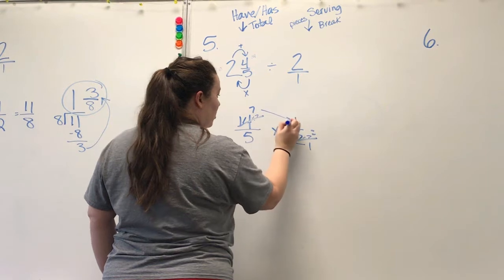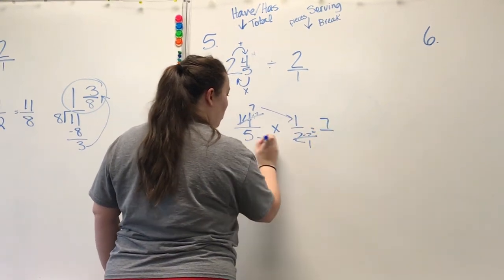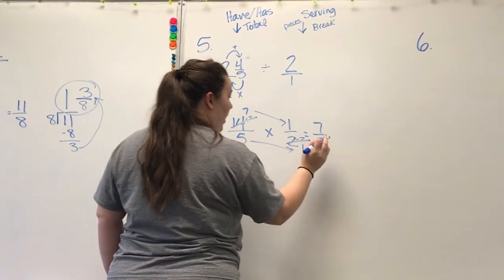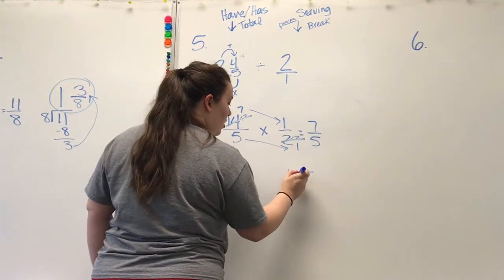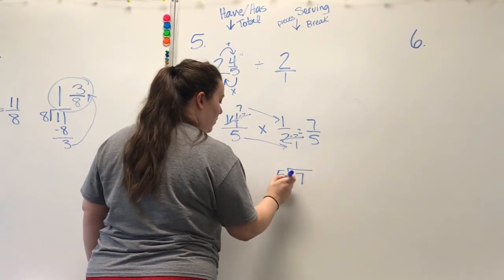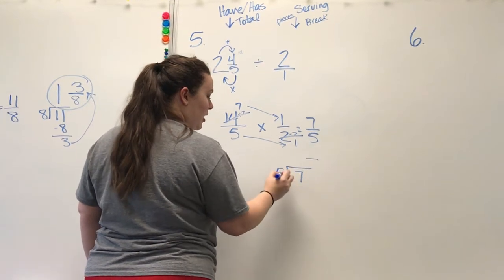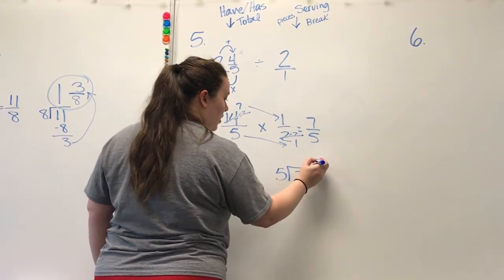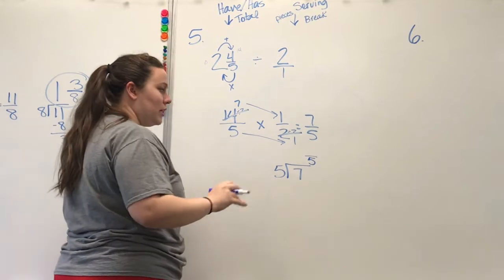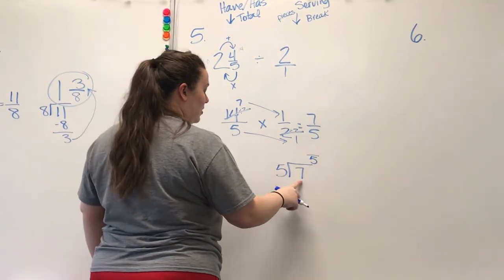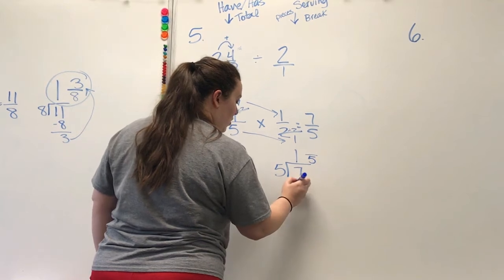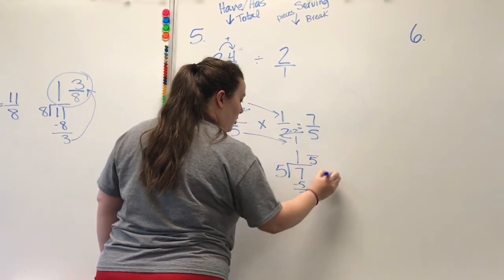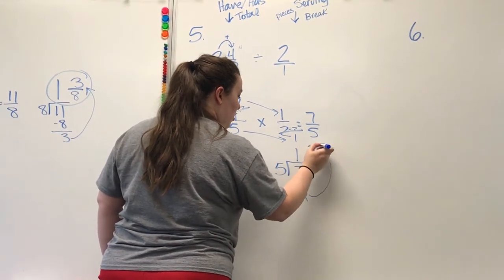I'm just going to multiply straight across, and I get 7 over 5. I see that the bigger number is on top. 7 and 5. Put a fraction line and automatically put this one on the bottom. It just saves you time. How many times can 5 go into 7? Just one time. And whatever your remainder is, put that up here.